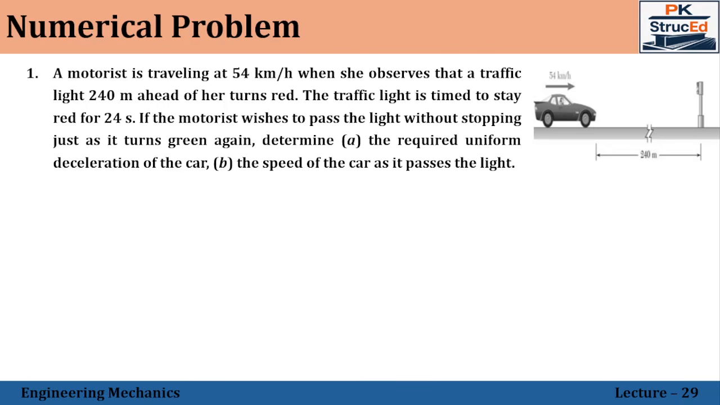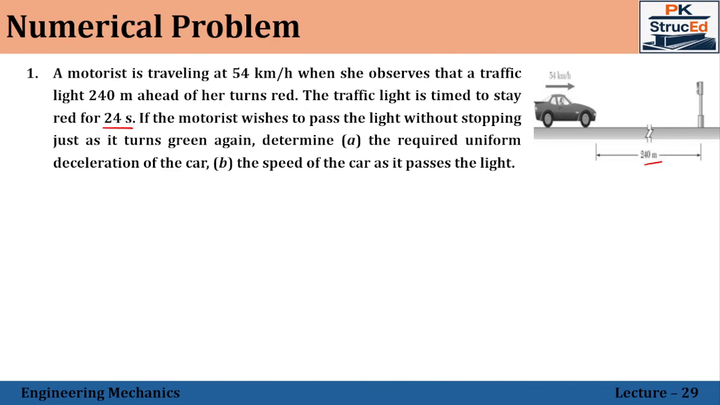A motorist is traveling in a car at 54 km per hour. While driving, she observes a traffic light at a distance of 240 meters, and it is red. The timing has been mentioned as 24 seconds for the red to convert into green. So this driver tries to reduce the speed of the vehicle in such a way that she is not planning to stop the vehicle at the junction of the signal.